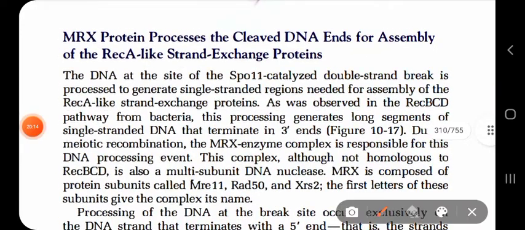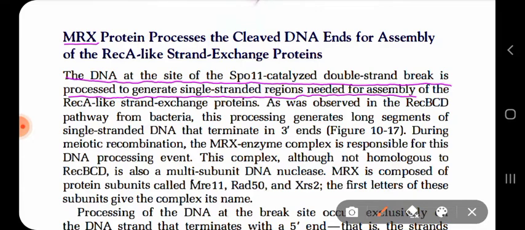So about the MRX protein, what they are saying is that the DNA at the site of SPO11-catalyzed double-stranded break is processed to generate single-stranded regions necessary for the assembly of Rec-like strand exchange proteins. So the Rec-like strand exchange proteins come and bind. As we observed in the RecBCD pathway for bacteria, this processing generates long segments of single-stranded DNA that terminate in the 3' end.